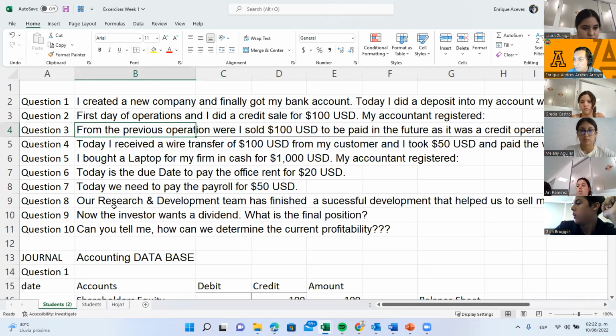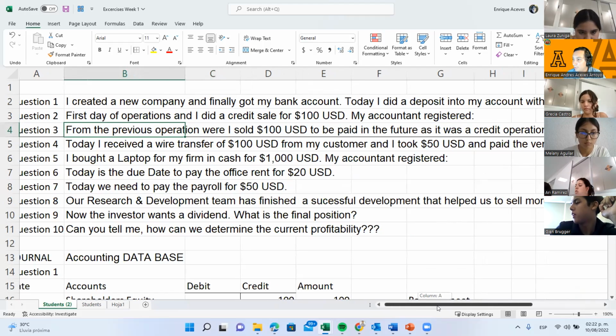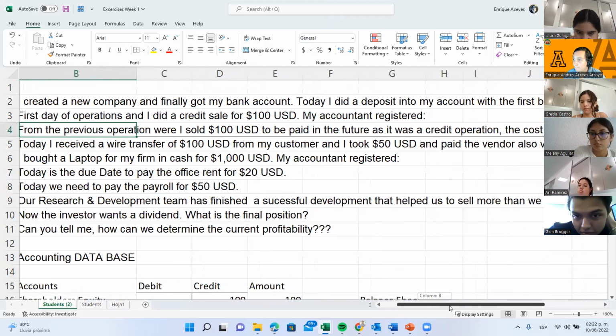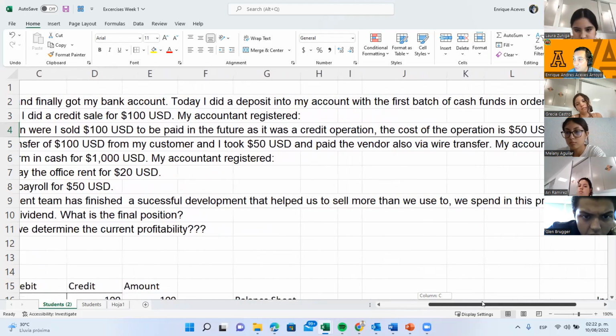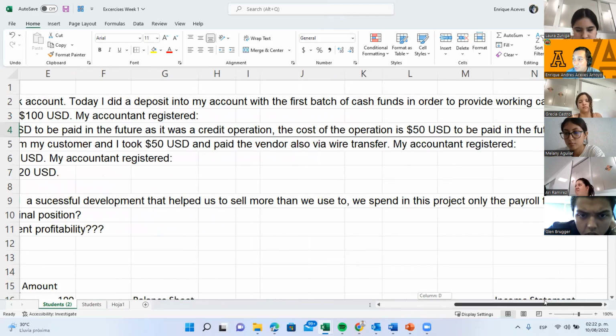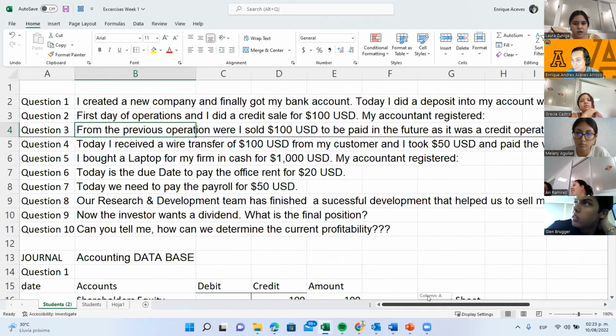The last one, and we go. From the previous operation where I sold $100 to be paid in the future, as it was a credit operation, the cost of that operation is $50 to be paid in the future. It's the same, accounts receivable 50. But like we receive 50 and in the future they're gonna pay us 50. It's the same. Account receivable will be on debit 50.